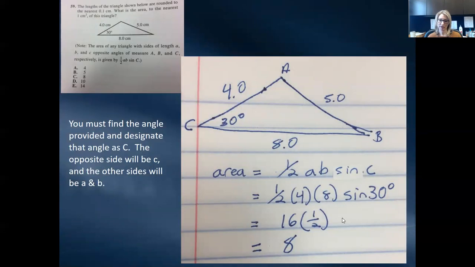Remember, sine of 45 degrees is the square root of 2 over 2, and the sine of 60 degrees is the square root of 3 over 2. So the sine of 30 degrees is 1/2, or you could plug that into your calculator if you don't remember that. You could put 16 sine 30 degrees, and you get the answer is 8.